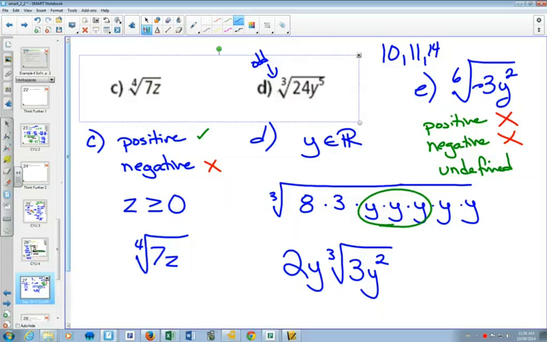For question number 4, 10, 11, and 14. For question number 3, it's 6. And we have 5 minutes, so you can get started on that.